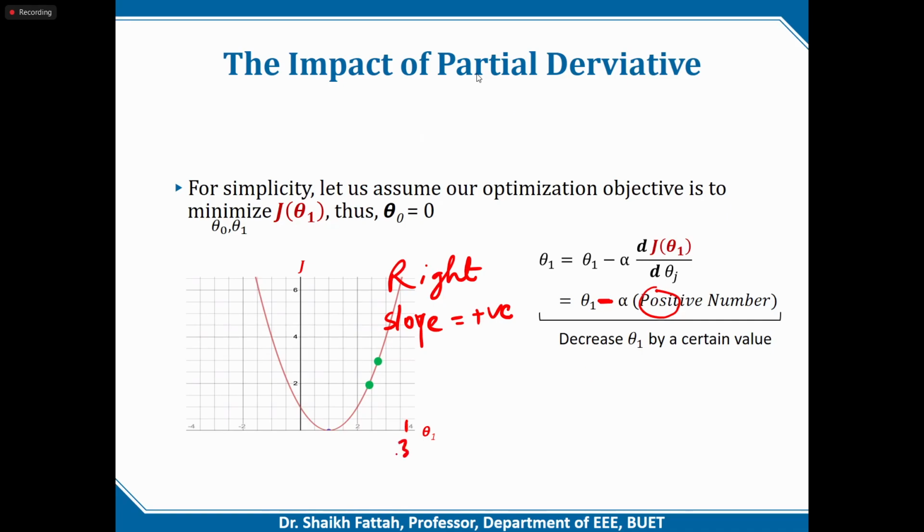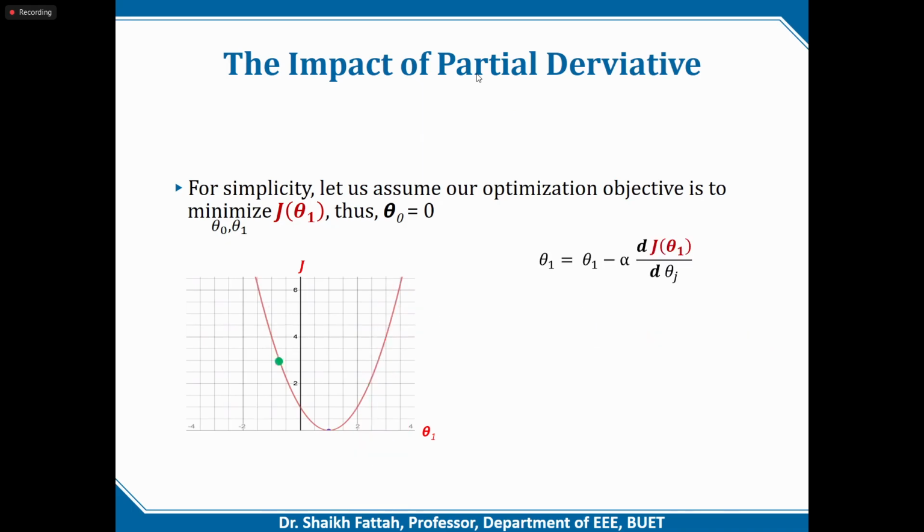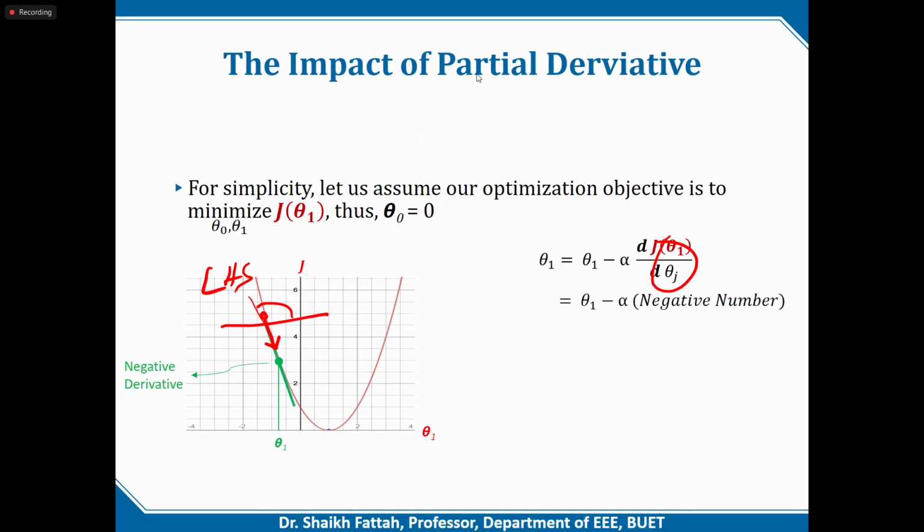For example, if you deduct something from 3, you reach 2, from here to here. On the contrary, if this is on the left-hand side and you are here, you have to go there, so this slope here is negative. Negative and negative will be positive. Let's say positive 0.5. Where you are, -2, -2 plus 0.5 is -1.5. So you are moving from here to here.